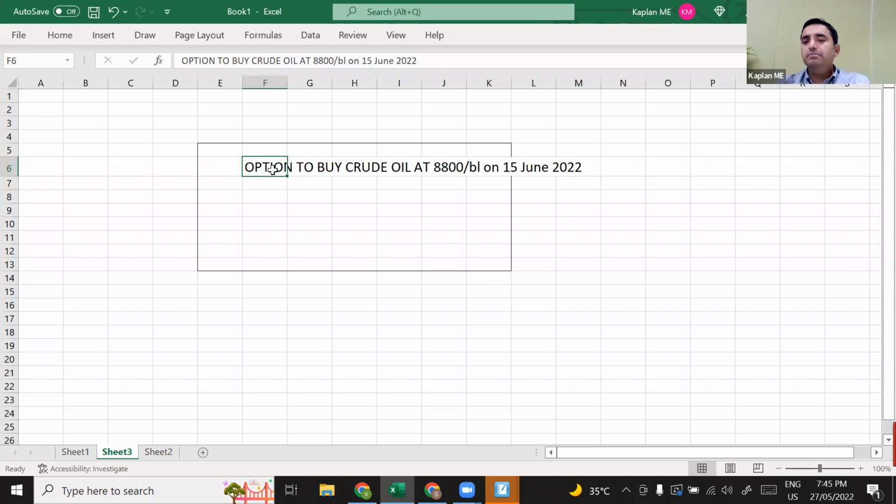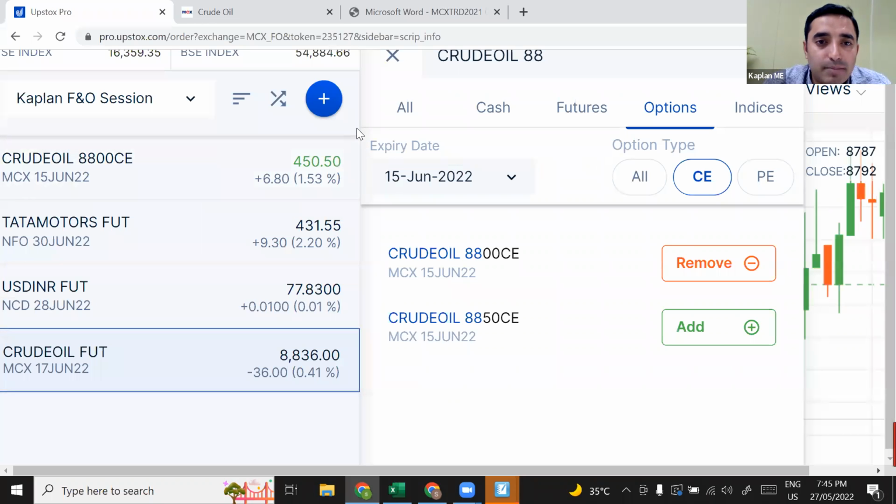But if you remember, whenever you buy an option, you have to pay something. Who decides the premium? Exactly. So now there is a premium for this. You cannot just get an option to buy it at 8,800 on 15th of June. Where is that? It is here. What is the premium? 450 rupees. Getting it? Although you have to pay 450 into 100 because everything is on a per barrel level, right? So when you multiply it by 100, it is going to be 450 into 100.